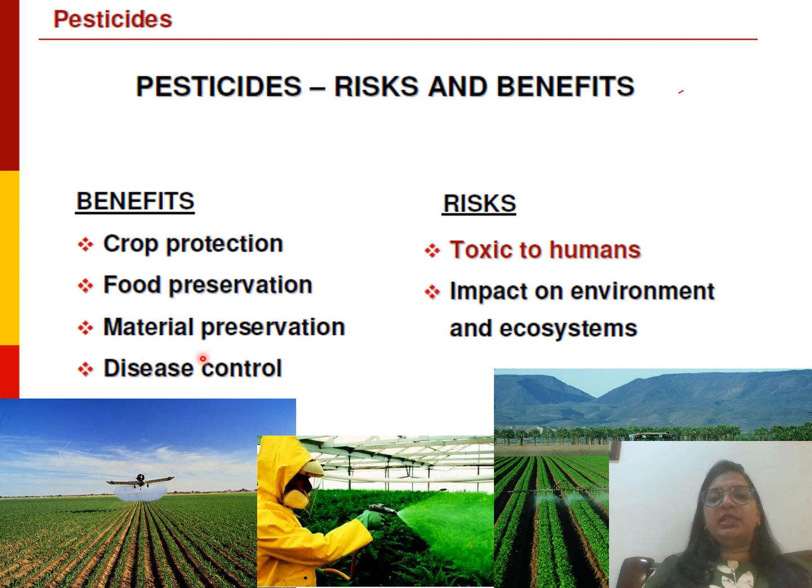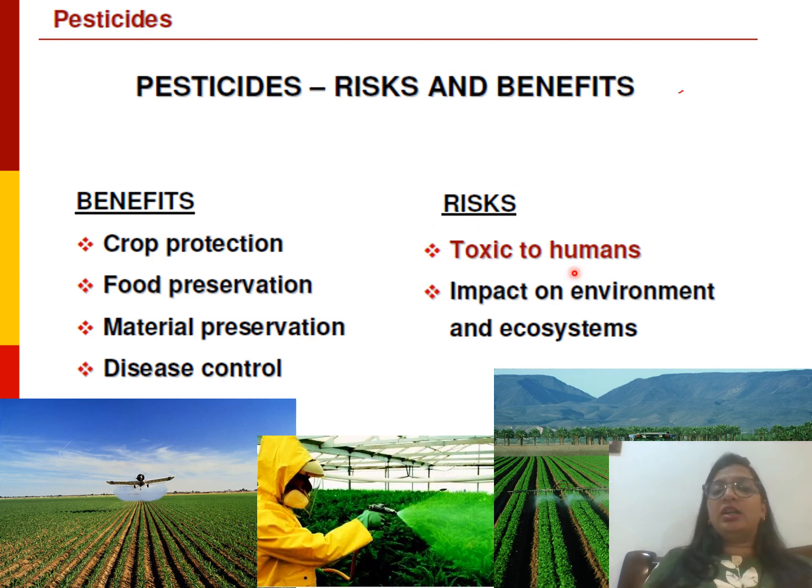Thirdly, if we talk about material preservation, pesticides are very important to protect wood or some metal materials. Very importantly, pesticides are important for disease control. They are effective against parasites like mosquitoes. Earlier, pesticides were very beneficial to protect us from fatal diseases like dengue or malaria. So in this way, pesticides are very useful for us.